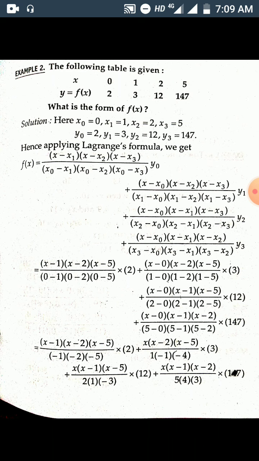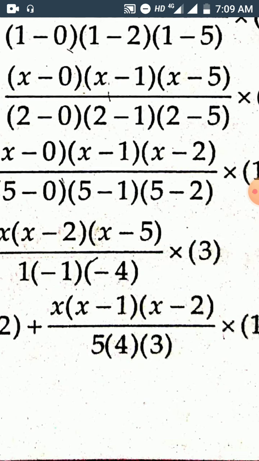Let x0 equal to 0, x1 equal to 1, x2 equal to 2, x3 equal to 5, y0 equal to 2, y1 equal to 3, y2 equal to 12 and y3 equal to 147.